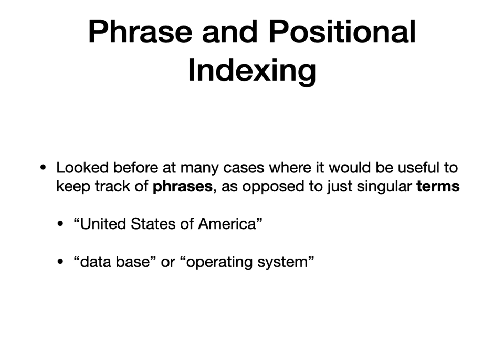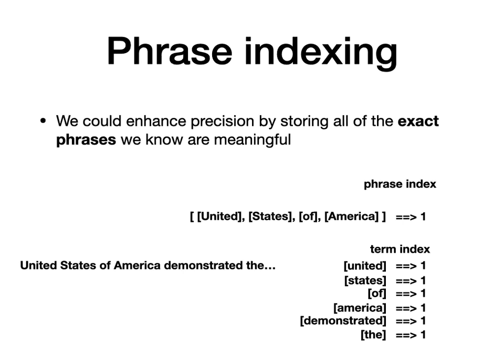Before, we looked at a lot of cases where it would be useful to keep track of very specific phrases, as opposed to just the singular terms themselves. United States of America, database or operating system. These are important words. So how do we index this? Well, you can create a phrase index.